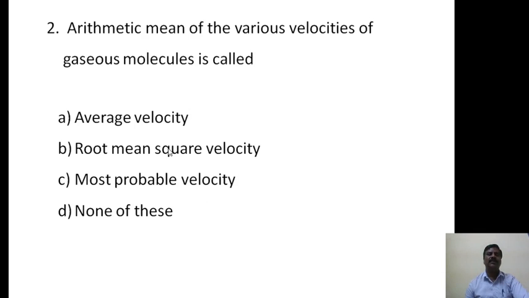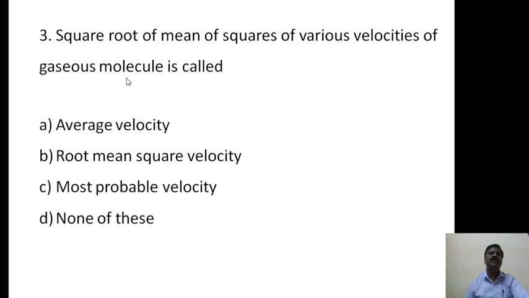Pick the correct option. I will give just 10 seconds. Now the correct option of this question is A, average velocity. Average velocity is nothing but the arithmetic mean of various velocities of gaseous molecules. Therefore A is the right option for this question.